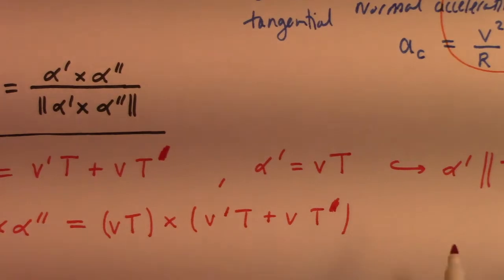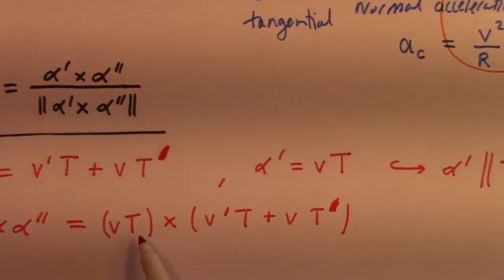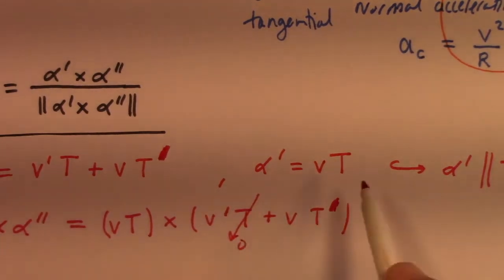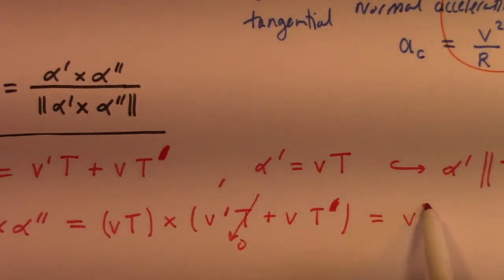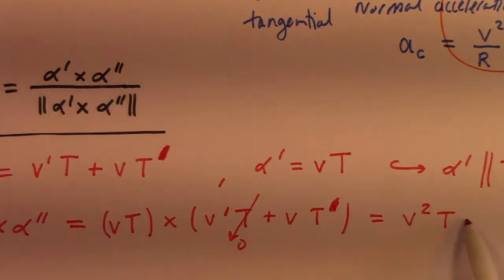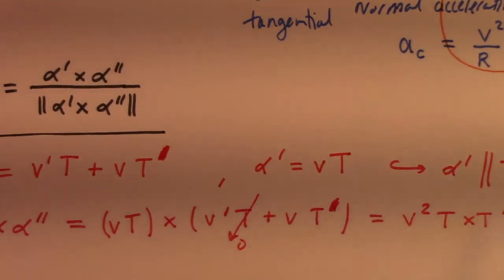So t prime. And so what is this? Well, t cross t is 0, right? So this piece drops out, and we're left with v squared t cross t prime, right?